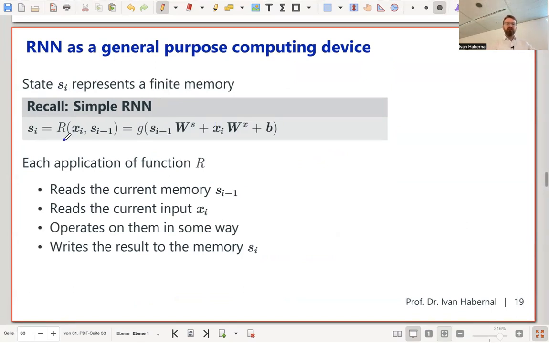So each application of this function R takes the current memory from the previous step, reads the input, operates on them in some way. Here we just add them up and write the result into the memory S_i again. This is the update. And "operates on them in some way" is the crucial part, like how you're going to make it better or worse. But basically, you're combining the current state with the input and updating the state. Okay, all good?